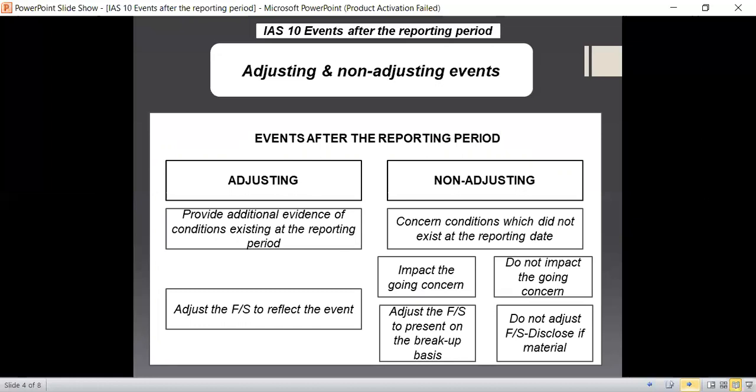Now, IAS 10 has two main objectives: to prescribe when the entities shall adjust the financial statements for the events, and what disclosures an entity should give.